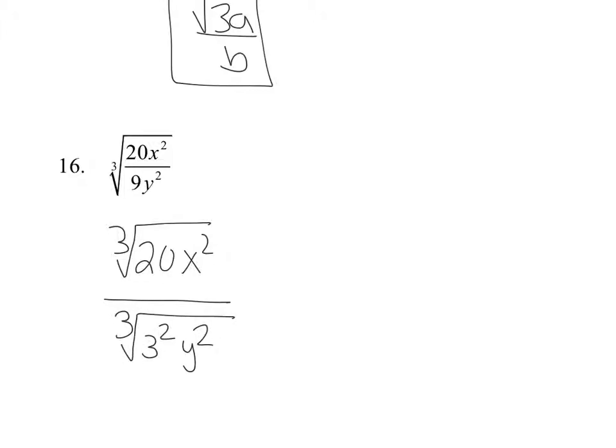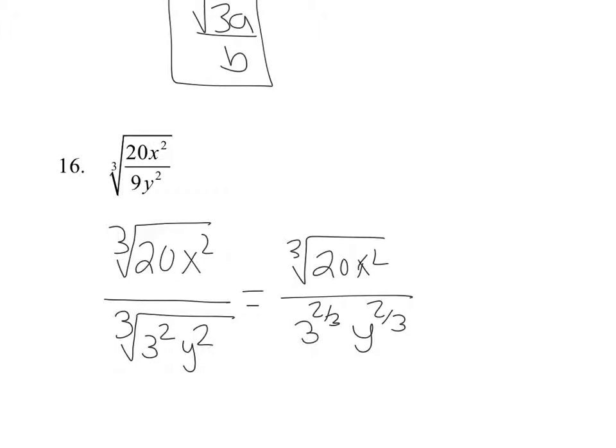I changed 9 to 3 squared, okay? And then watch. So you have the cube root of 20x squared over 3 to the 2/3 y to the 2/3. So now I have to think, how many thirds do I need to add to 2/3 to get it to equal a whole number? Well, 1/3 and 1/3. So I've got to multiply the top and bottom here by 3 to the 1/3 y to the 1/3.